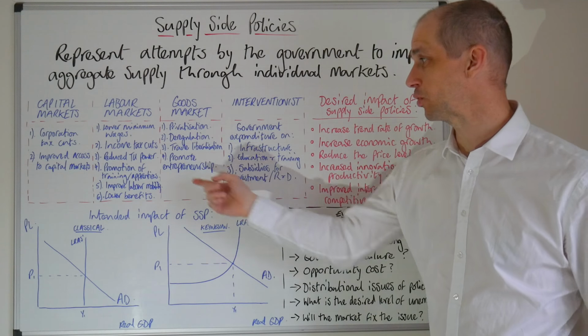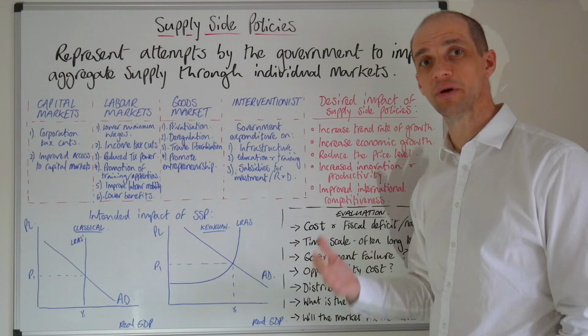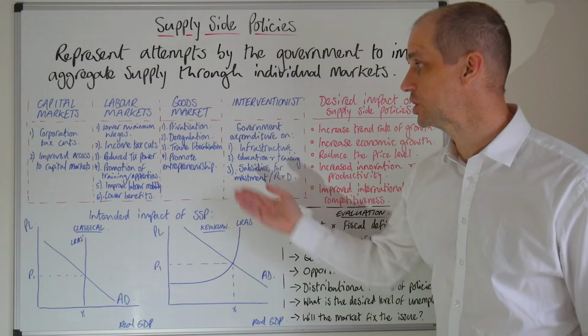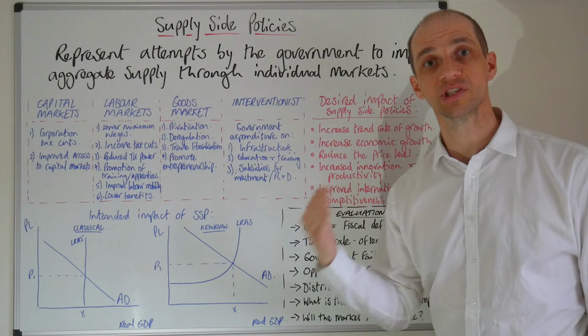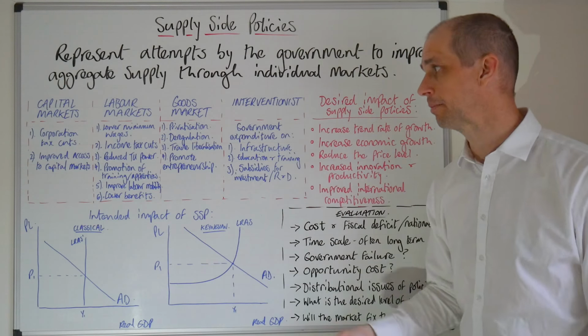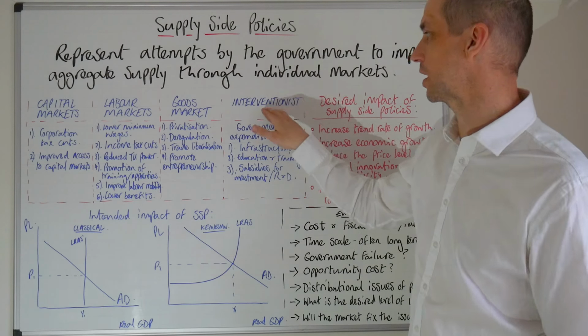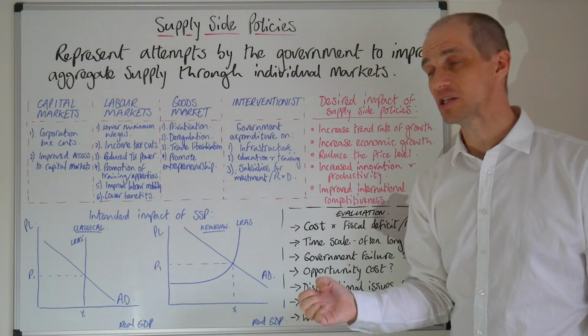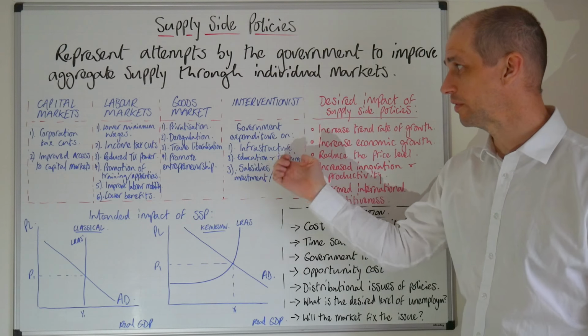And then finally, this point about promoting entrepreneurship. That was another policy which was used after the financial crisis, so it's another significant one. Okay, so let's now take a look at these interventionist approaches that we've got here.